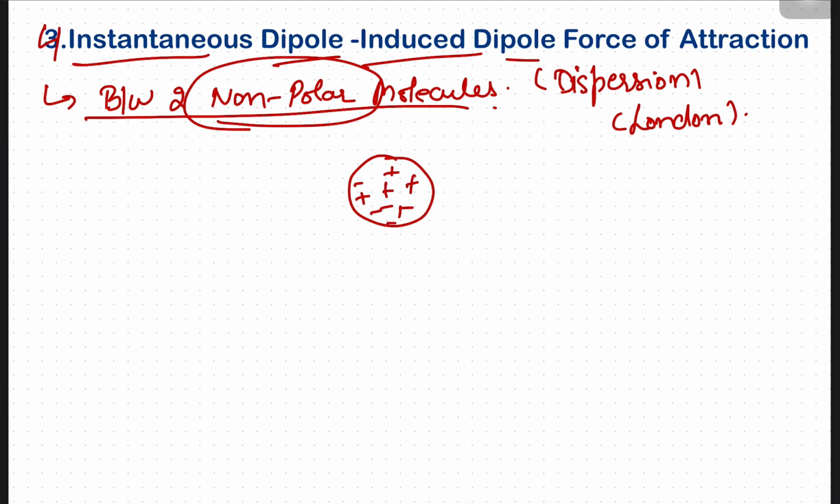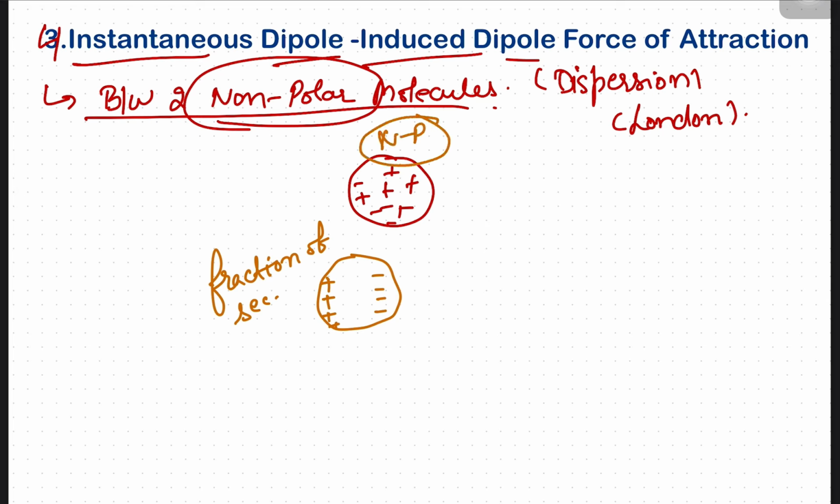Now we know that the electron cloud is moving continuously, so for a fraction of a second, the negative charge can come on one side and the positive charge on the other side. It can happen because there is always a probability of everything. So it was a non-polar molecule, but for a fraction of a second it got converted into a dipole. This is known as an instantaneous dipole.